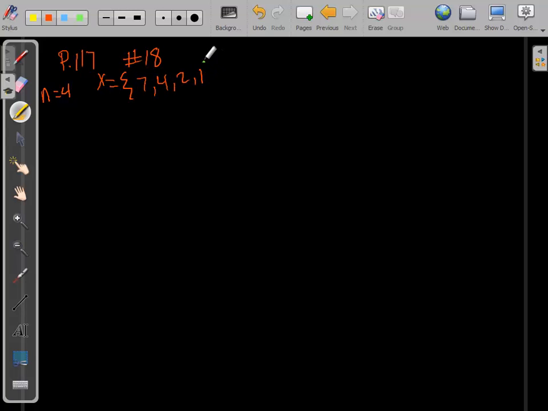7, 4, 2, 1. And it says, note that the computational formula works well. Why would it say that? Well, think about this.